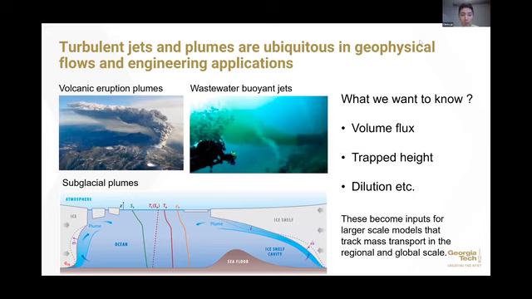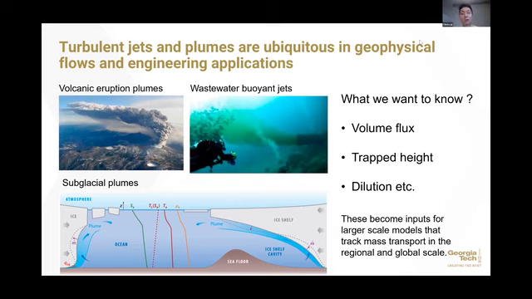From an environmental protection perspective, one gas that is pushed up into the atmosphere is sulfur dioxide, and you want to know where that sulfur dioxide is going. You need to predict the input mass flow rate of sulfur dioxide from this volcanic eruption plume. That's what you want to know with a plume.